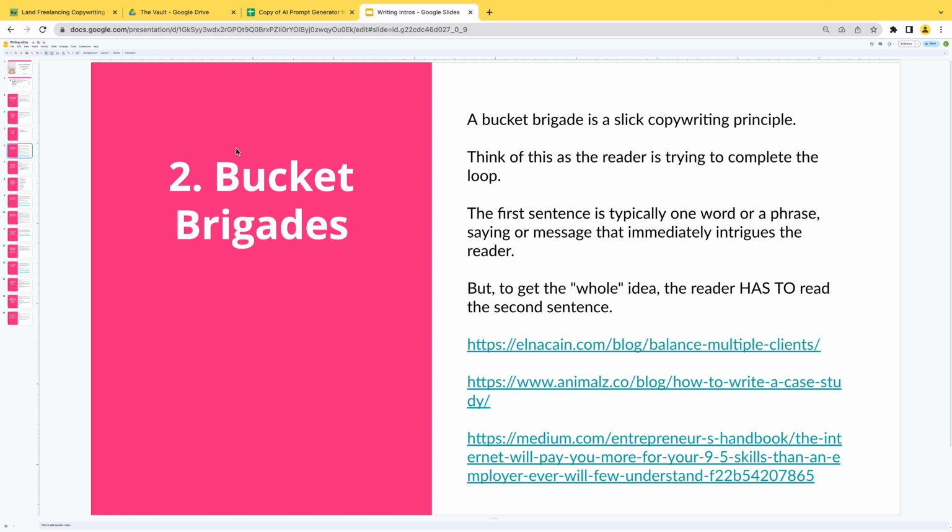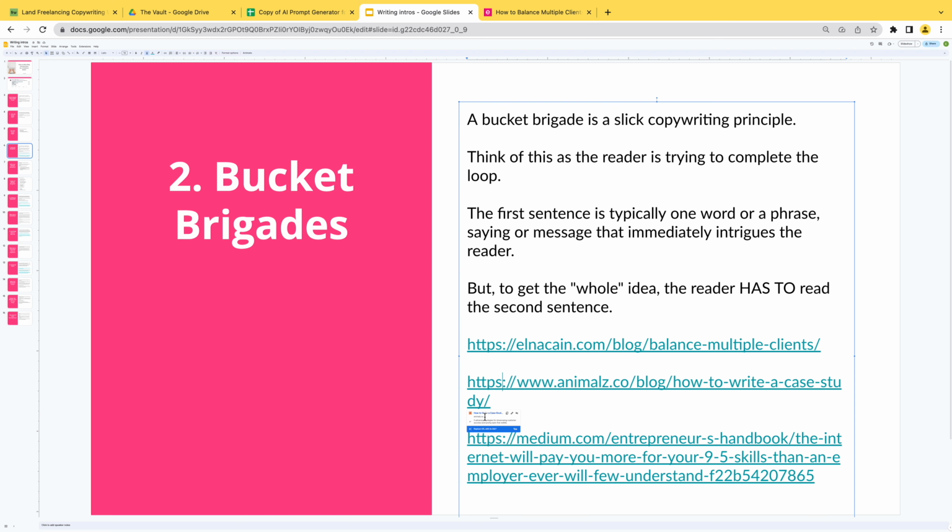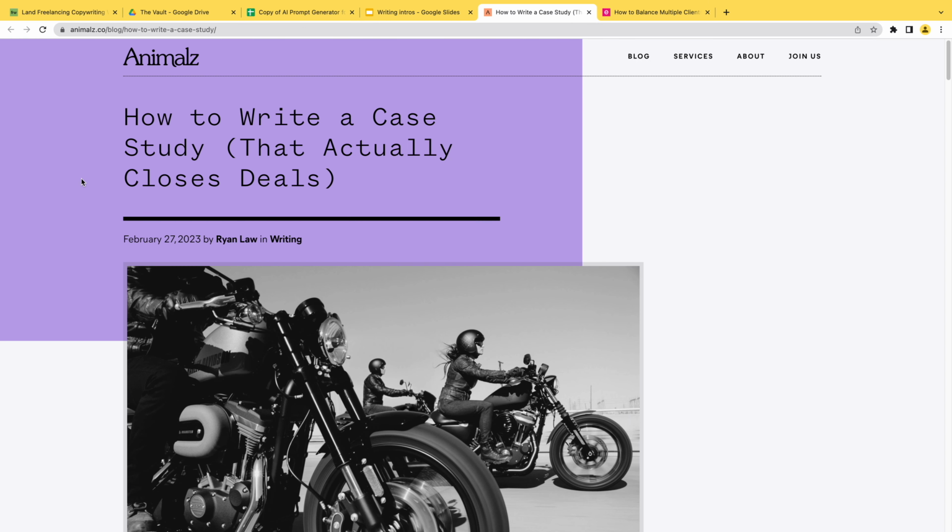Now, the first sentence is typically one word or a phrase. It could be a saying, it could be a message that immediately intrigues the reader. But to get the whole idea, the reader has to read the second sentence. So I do this often on my blog. So I have, let me guess. Right? That's a bucket brigade. I haven't finished my thought yet. You have to read the next sentence to understand what I'm talking about, and you can keep on reading and reading.